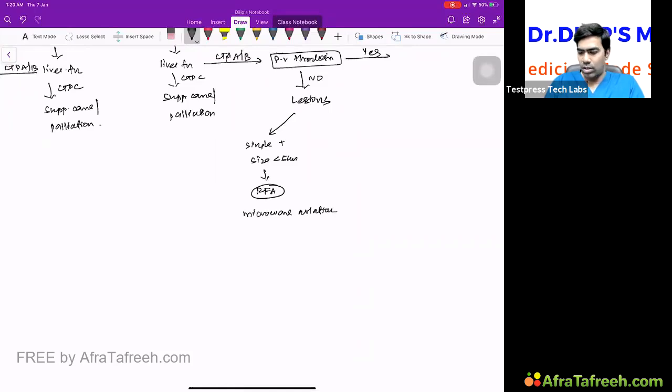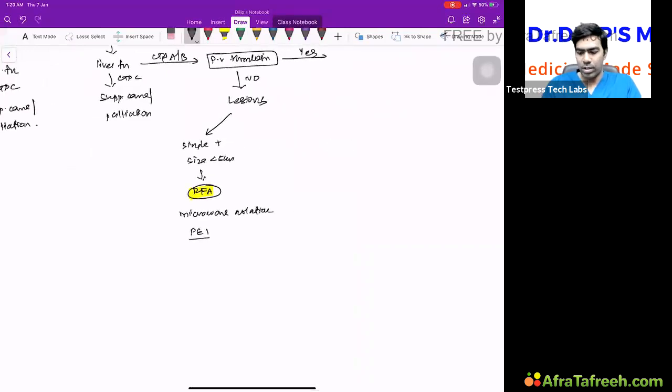And we have something called PEI, percutaneous ethanol injection, so we can inject ethanol into the mass as well. But nevertheless, RFA, radiofrequency ablation, is the one that is most commonly performed.